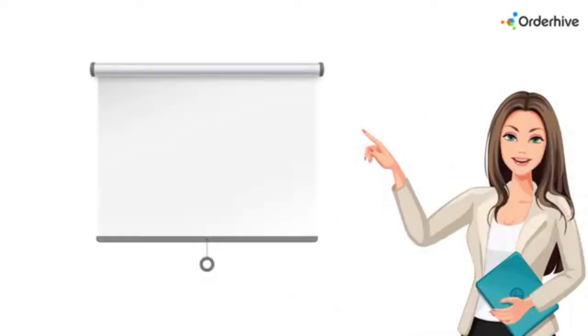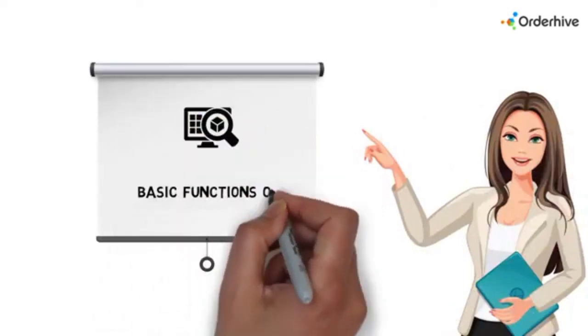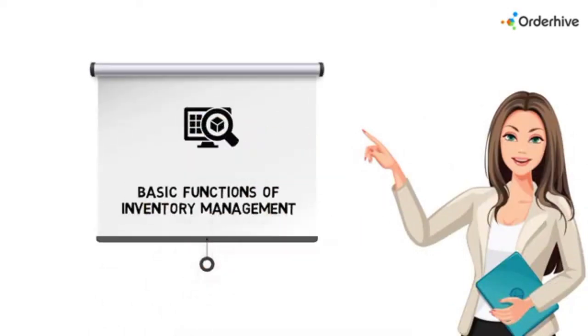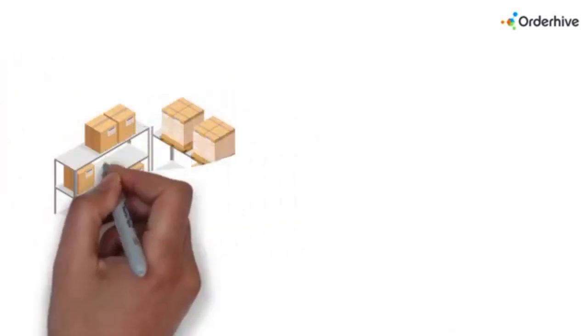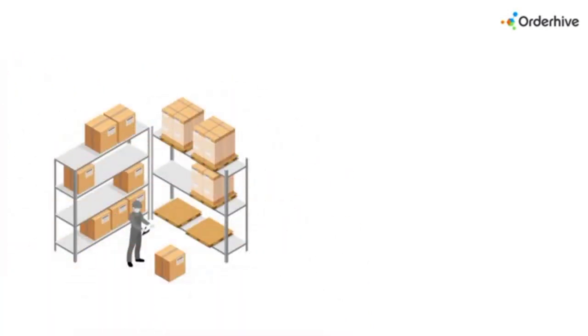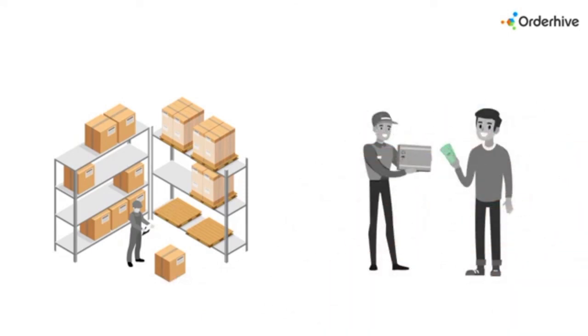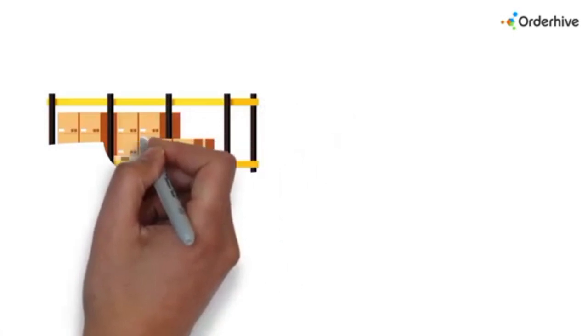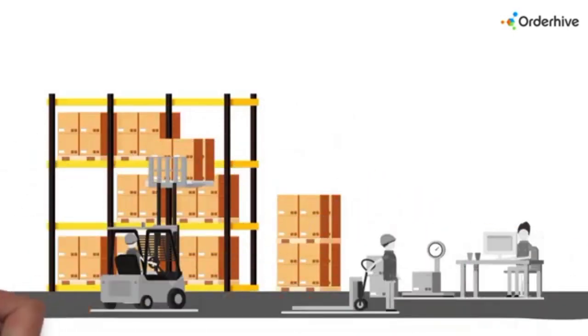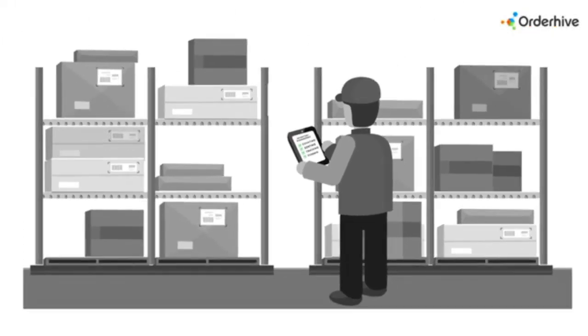Hello everyone, welcome to today's video lesson on basic functions of inventory management. To begin with, inventory is one of the most important things for any business, and that's because the products help in generating revenue when sold. This means managing inventory is an essential activity for all companies. So what is inventory management? Simply put, regular counting, sorting, tracking, and storing of the products in a systematic way is called inventory management.